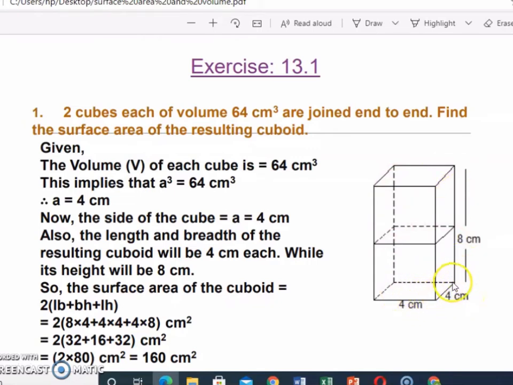And the breadth is 4 and the height is 4. Or if you're keeping it vertically, you can take height as 8, length as 4 and breadth as 4. If you're keeping it horizontally, then it will be the other way around. So length, breadth and height can be interchanged, but for the volume and surface area, there will be no change. So the surface area of the resulting cuboid is 2(LB plus BH plus LH), this is the formula. In that you substitute the length, breadth and height and solve it. So the answer will be 160 centimeter square.